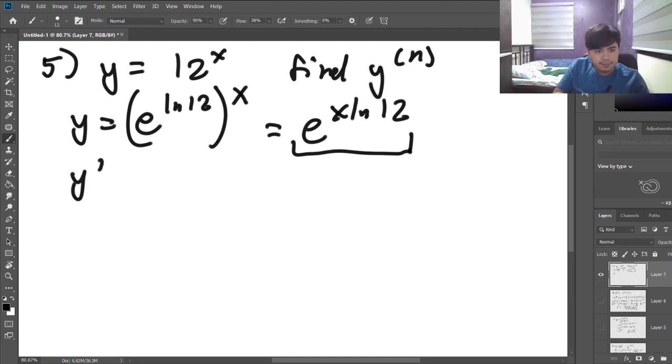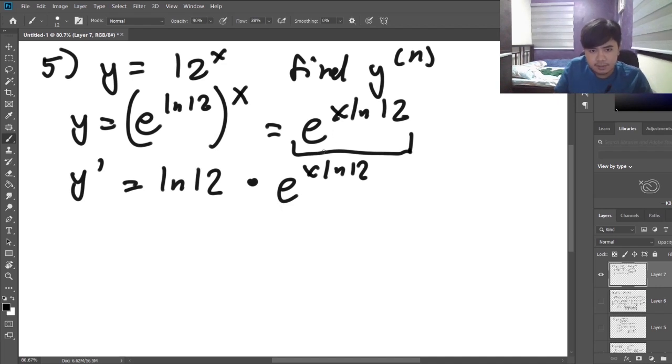So y prime, what about y prime? This is equal to ln 12, right? Then we multiply that by e to the x ln 12, right? So what happened here is just the chain rule. The derivative of e to the x ln 12 is e to the x ln 12. Then we multiply by the derivative inside, which is going to be ln 12.